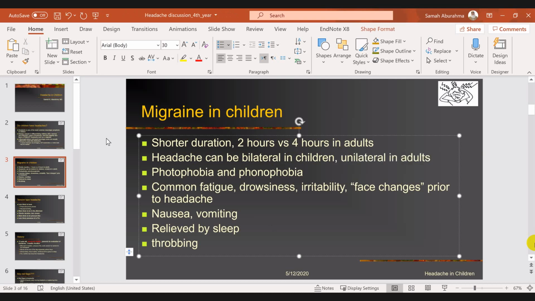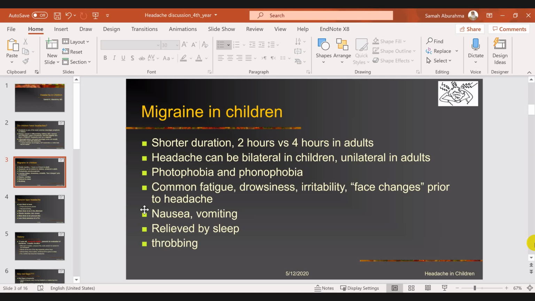Okay? You probably have general information that migraine usually is unilateral, but in children they don't have a very well described headache phenotype as they do in adults. So we can have bilateral headaches in children, we can have shorter duration in children. Photophobia and phonophobia, this is what makes it more likely to be a migraine in children.